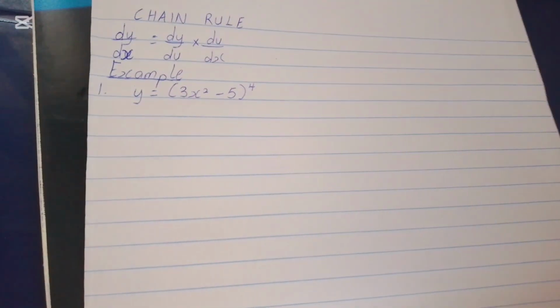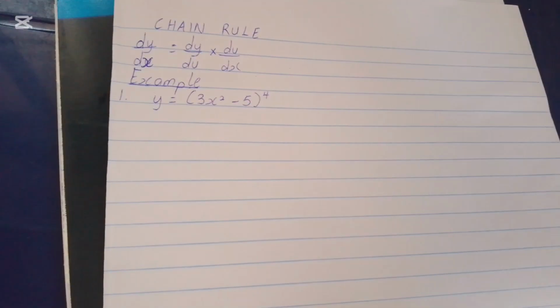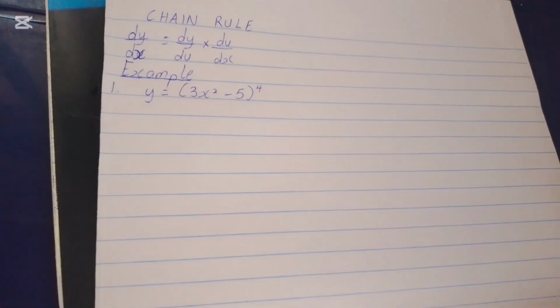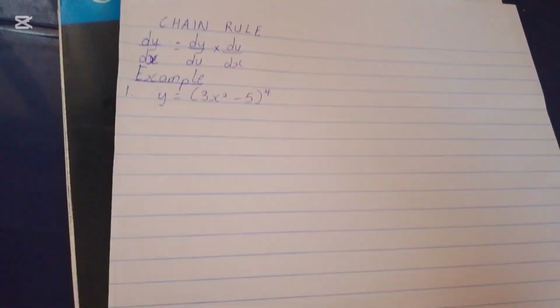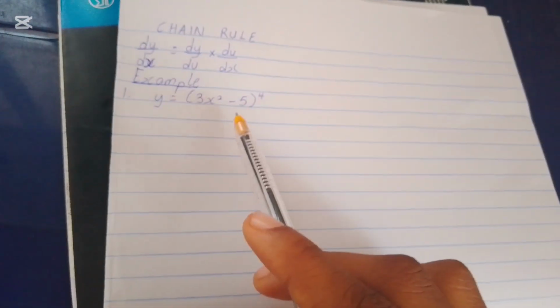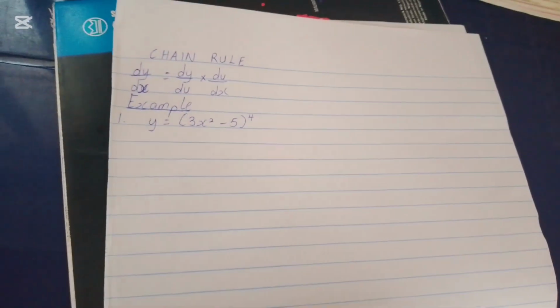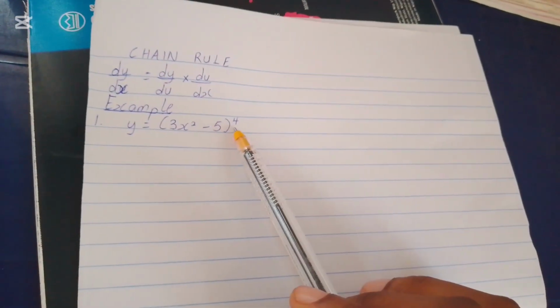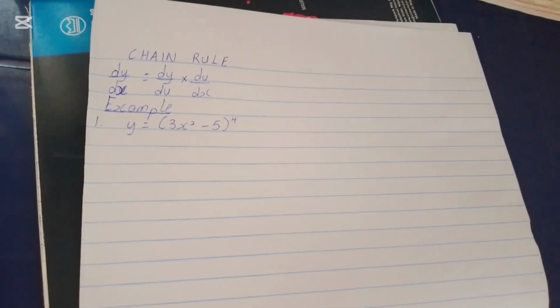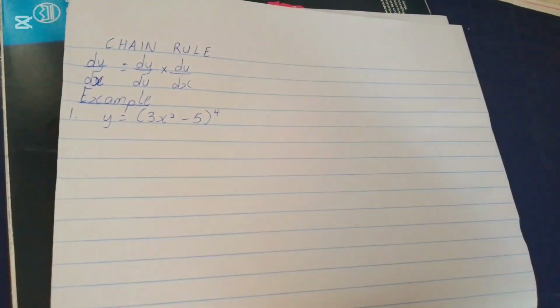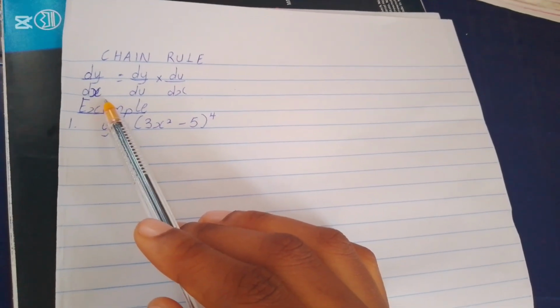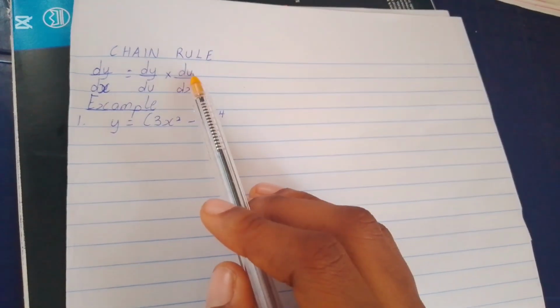Let's use an example to demonstrate it. Now let's take a look at this example here. As you can see, we have a function inside another function. What do I mean? This function 3x squared minus 5 is a function on its own. Then the function is now raised to a power, so it's as if it's inside another function, power 4. Like I said, once you see a power like this, just know you're going to make use of the chain rule. Now from our chain rule formula, we have dy by du and we have du by dx.